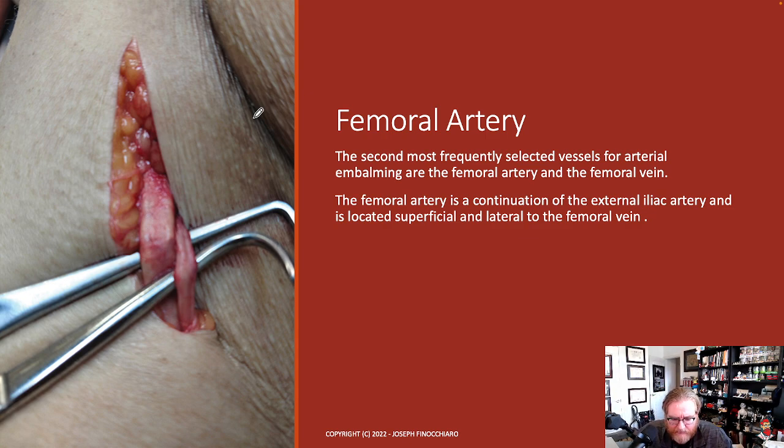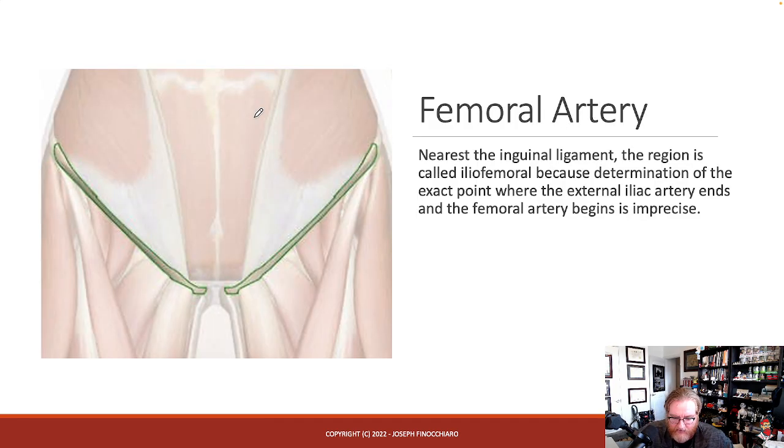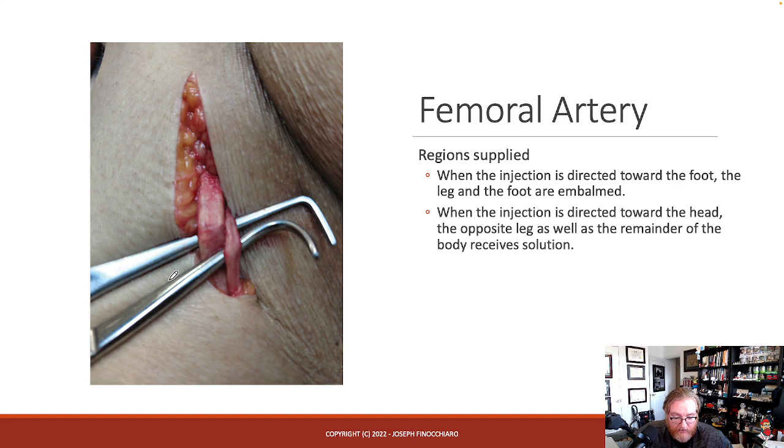So here's your femoral. The second most frequently selected vessels are the femorals. It's a continuation of the external iliacs. Nearest the inguinal ligament, the region is called iliofemoral because the determination of the exact point where the external iliac artery ends and femoral artery begins is imprecise. Again, on this side it's this, on this side it's that. Where does it become? You don't really know. So people just call it iliofemoral.